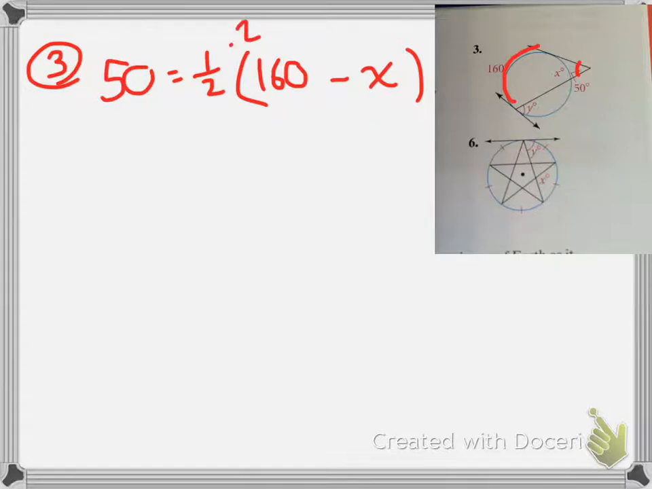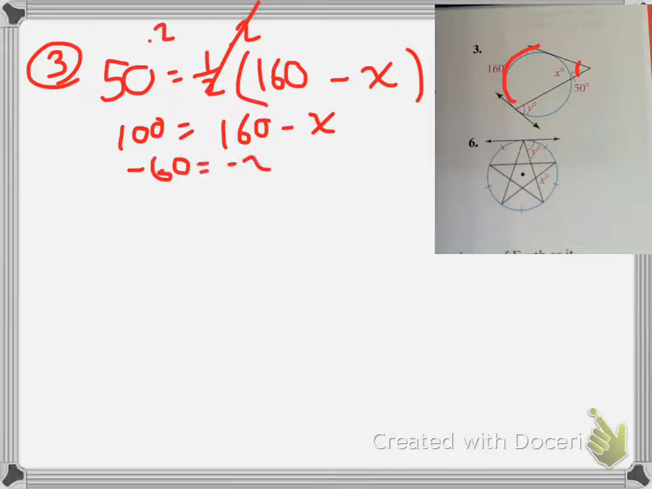Multiply both sides by 2. Oh, I multiplied the same side by 2. That's not good. So we get 100 equals, these cancel, 160 minus x. Then we need to do what? Well, if we subtract 160 from both sides, we get negative 60 equals negative x.